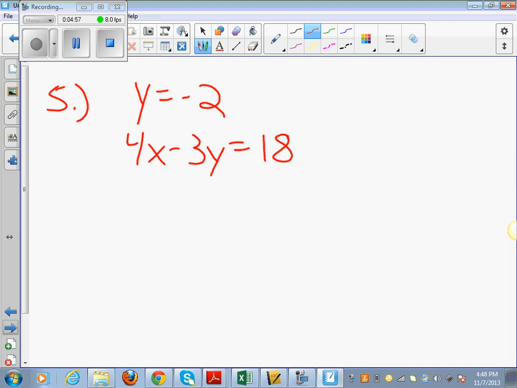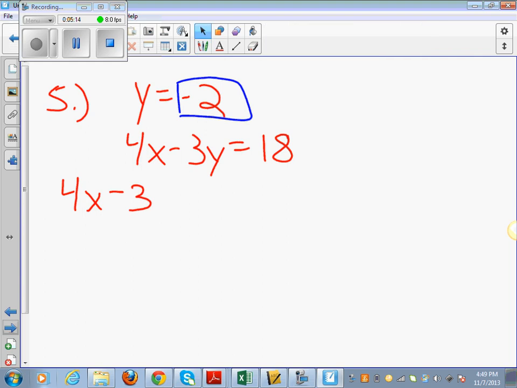So we are going to substitute negative 2 where y is into our second equation. So we have 4x minus 3, instead of saying times y, we're going to put in negative 3 times negative 2 is equal to 18.